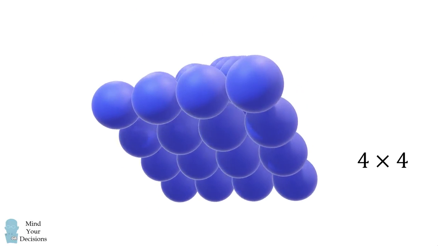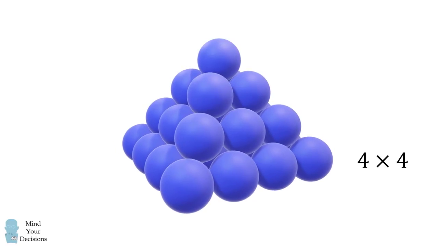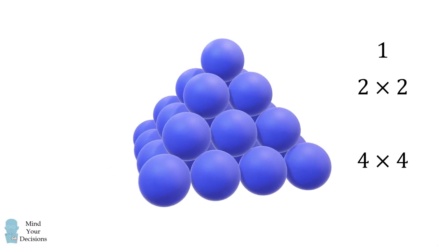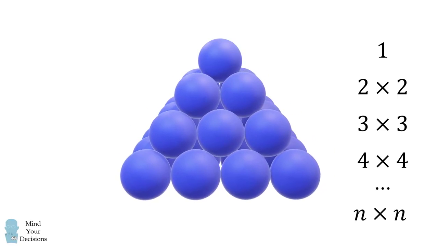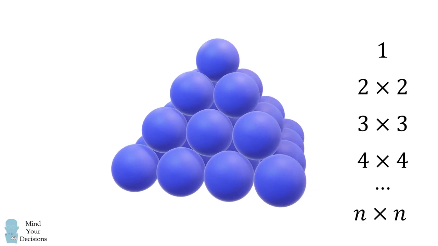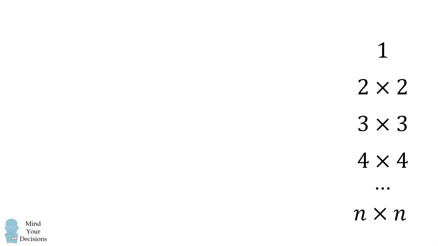We can see the very bottom layer is a 4x4 grid of balls. We can then consider the other layers in this model. The very top layer will be just one ball. The next layer is a 2x2 grid of balls, and the third layer is a 3x3 grid of balls. If we continue this pattern, the nth layer will be an n by n grid of balls. In order to get the total number of balls, we want to count up the total sum of all of these numbers. The first number is 1 squared, and the nth row is equal to n squared.